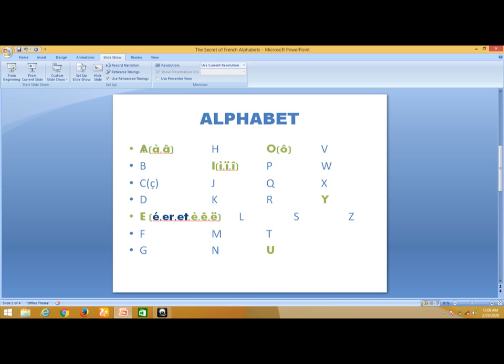So in French, we pronounce this as A, B, C, D, E, F, G, H, I, J, K, L, M, N, O, P, Q, R, S, T, U, V, W, X, Y, Z.